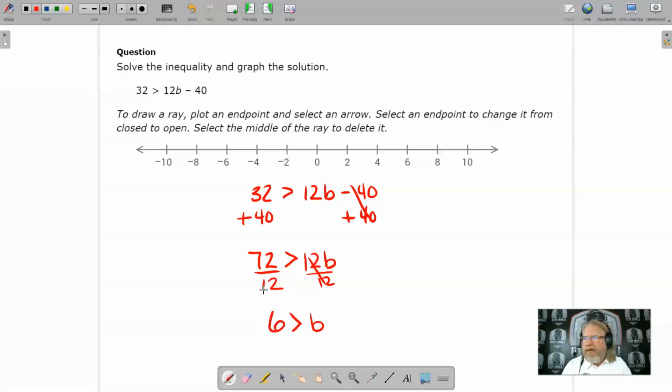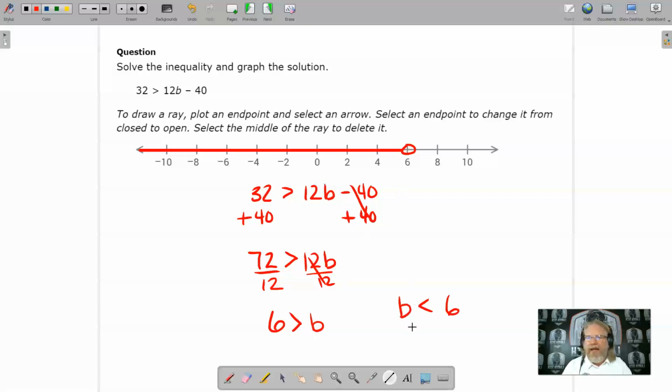6 times 12, 72. Well, 6 times 10 is 60. 6 times 2 is 12. 60 plus 12 is indeed 72. So 6 is greater than b. Well, I could change that around, flip their sides. It's pointing at b, so I'm going to make sure it continues to point at b. So b is less than 6 is the same thing. So let's find 6. It should be an open dot because we don't have the equality concept with this sign. And we want to go to the left because we want everything less than 6. See how 6 is greater than b? Yeah, I guess that makes sense, right? 6 is greater than everything to the left.